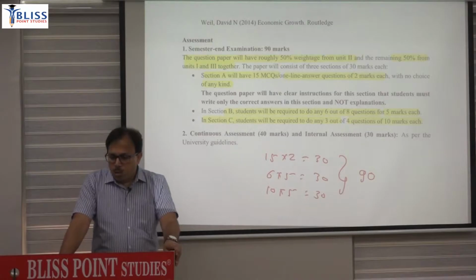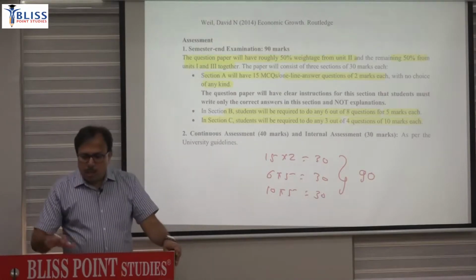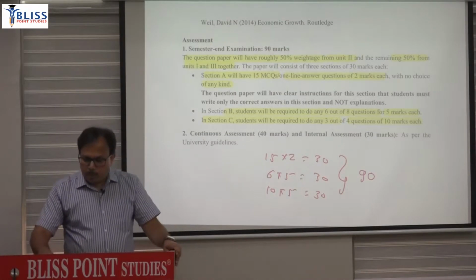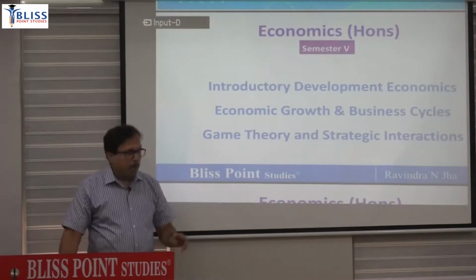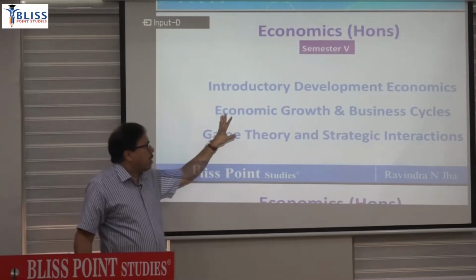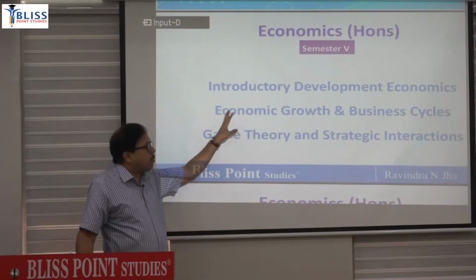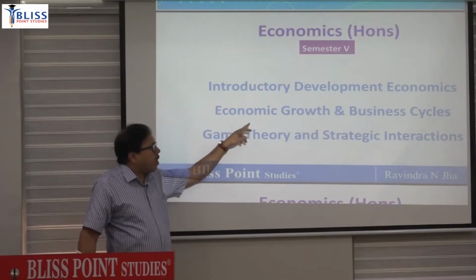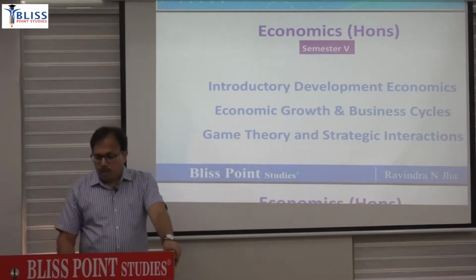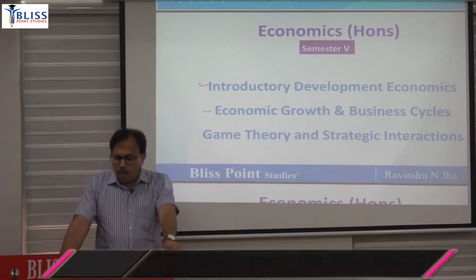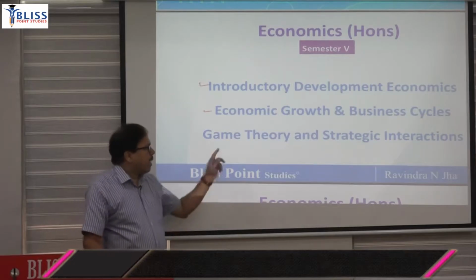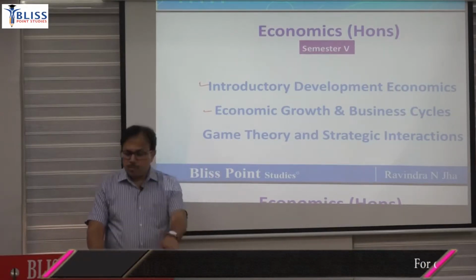ठीक है. So these 3 paper are basically the core paper. ये आपके 3 पेपर हो गए जो कोर पेपर हो गए. इंट्रोडक्टरी डेवलपमेंट इकोनॉमिक्स, सो आई जस्ट इंट्रोड्यूस यू अबाउट द इकोनॉमिक डेवलपमेंट, व्हाट विल बी द कंटेंट एंड फॉर्मेट, इकोनॉमिक ग्रोथ एंड बिजनेस साइकिल. सो फॉर द फर्स्ट एंड द सेकेंड वी हैव अ डिफाइंड रीडिंग लिस्ट नाउ, and we are waiting for game theory and static interaction.